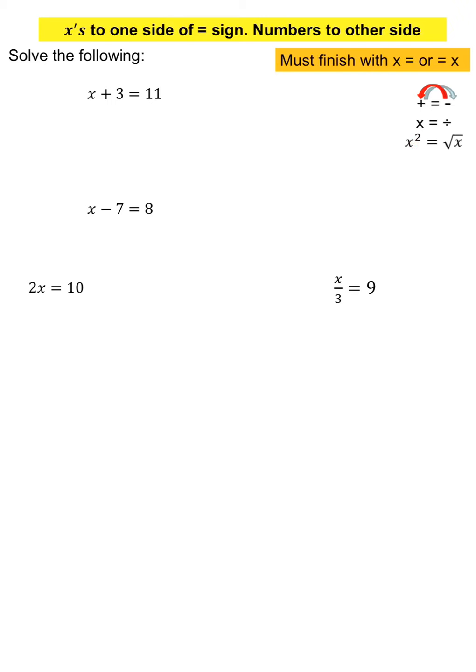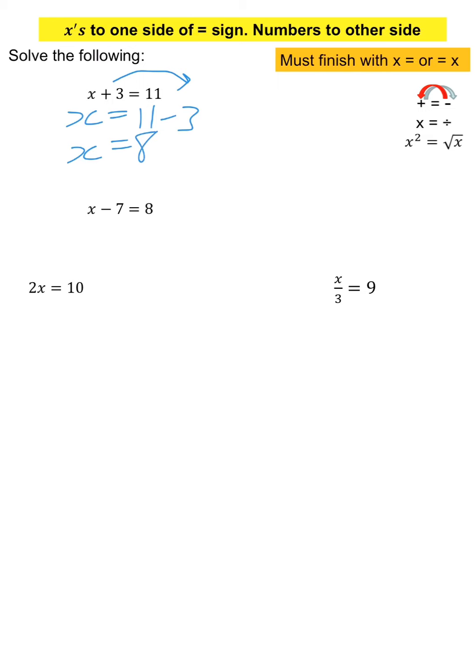So let's have a look at the basics of this. These questions will get progressively more difficult, but if you follow them step by step, they're okay. The first one here, we have x plus 3 equals 11. So we have to have x completely on its own. So I'm bringing plus 3 to the other side, and when you bring a plus across the equal sign, it'll turn to minus. So then we have x is equal to 11 minus 3, so x is equal to 8.